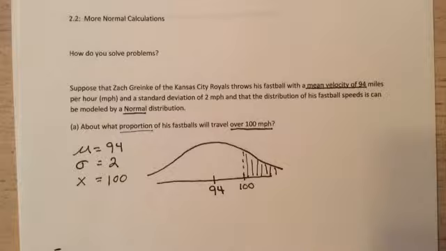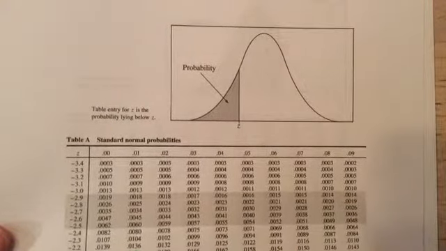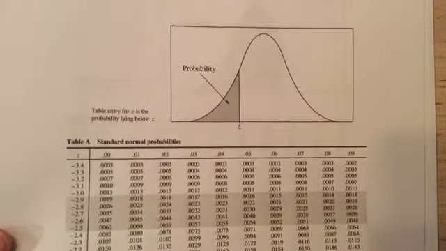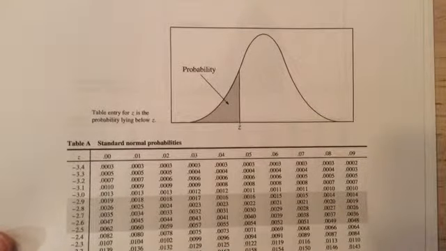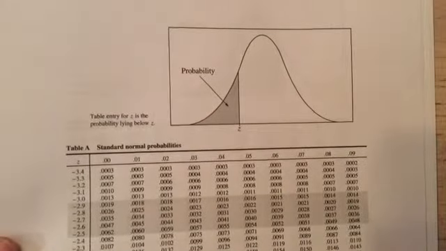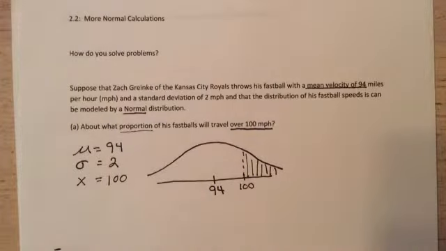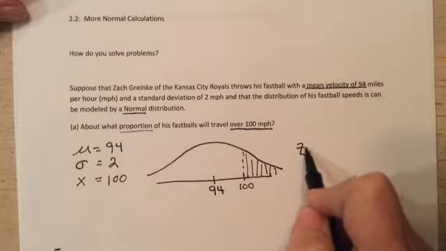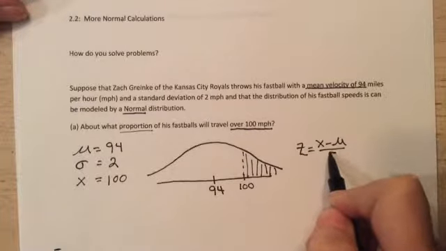Well, how are we going to find that? The only tool we have at our disposal is our z-table. But in order to use our z-table or our standard normal probability tables, the fastballs need to be represented as standardized values. The only way to do that is using our conversion formula, z equals x minus mean divided by standard deviation.